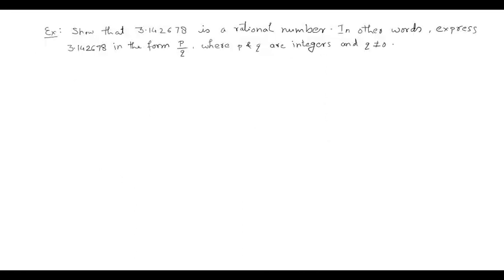So now let us solve a few examples. Show that the number 3.142678 is a rational number. In other words, express 3.1426 in the form of p by q, where p and q are integers and q is not equal to 0.